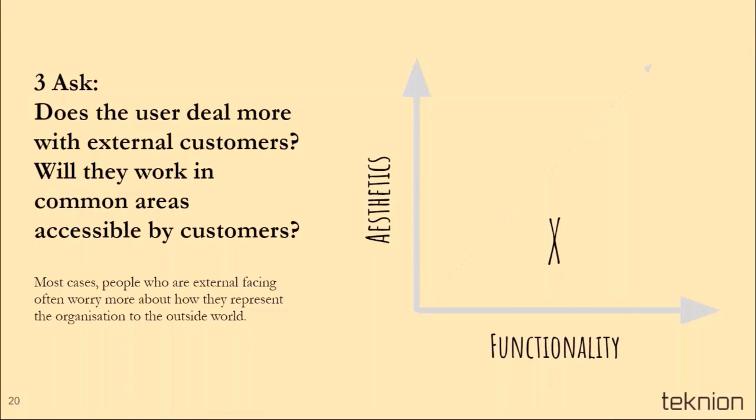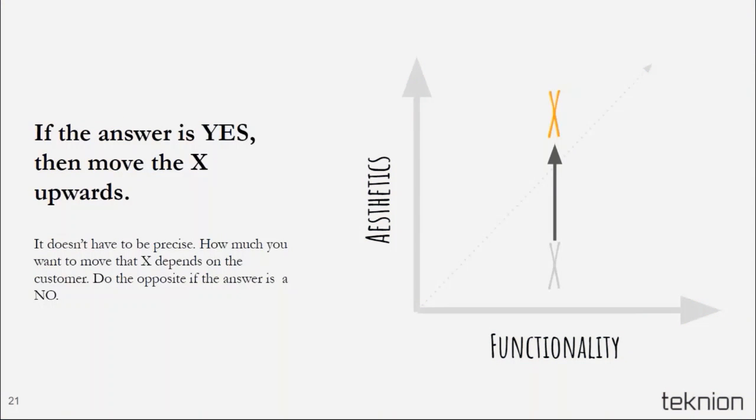So after that, ask the customer another question. Does the user of the solution deal with external customers? Are they client-facing? Or will they work out in common areas which are accessible by their own customers? Wait for the answer. If the answer is yes, then you want to move the X upwards, higher on aesthetics. The probable solution might have a higher design, look and feel, or aesthetics to it. So perhaps the possible solution has more refined fabric, laminate options, and colors.